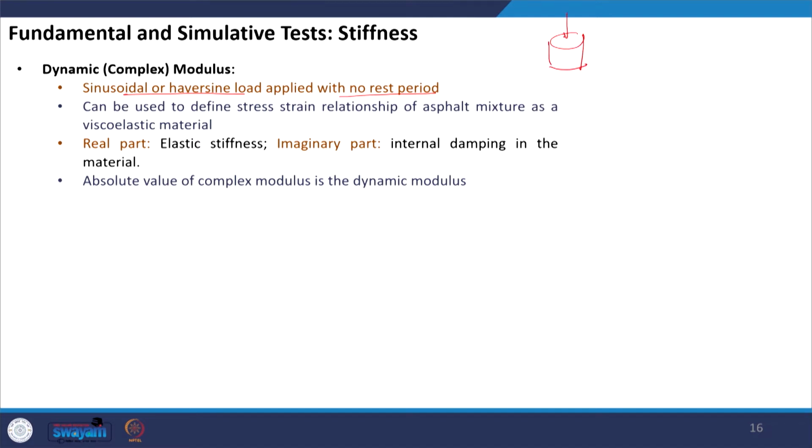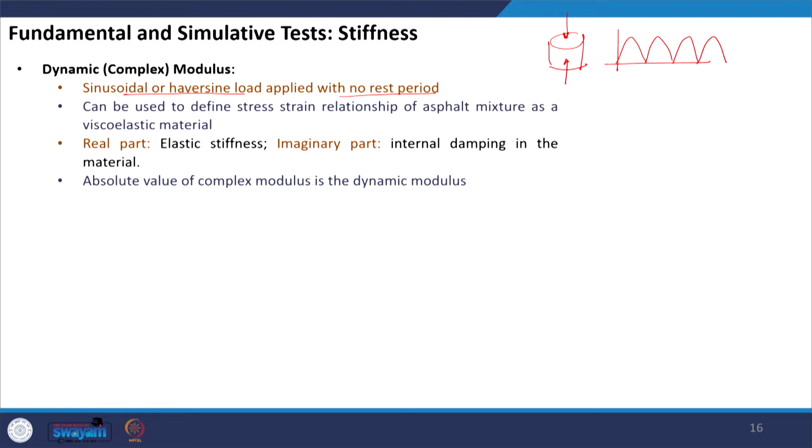So, you have the sample, you apply uniaxial loading here. This loading, the one which is typically used, uses the Haversine loading. So, we use the Haversine loading and there is no rest period. So, it is a continuous loading. Alright. Now, we call it dynamic complex modulus because we are applying a dynamic load, and this being a viscoelastic material, the response will be complex in nature.